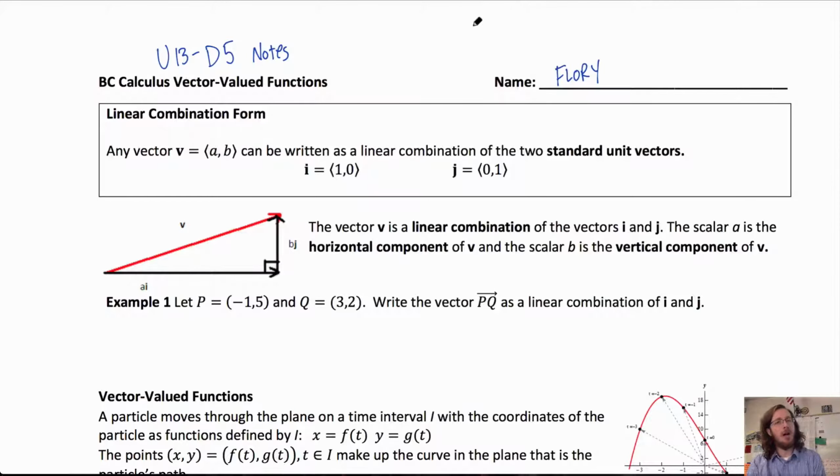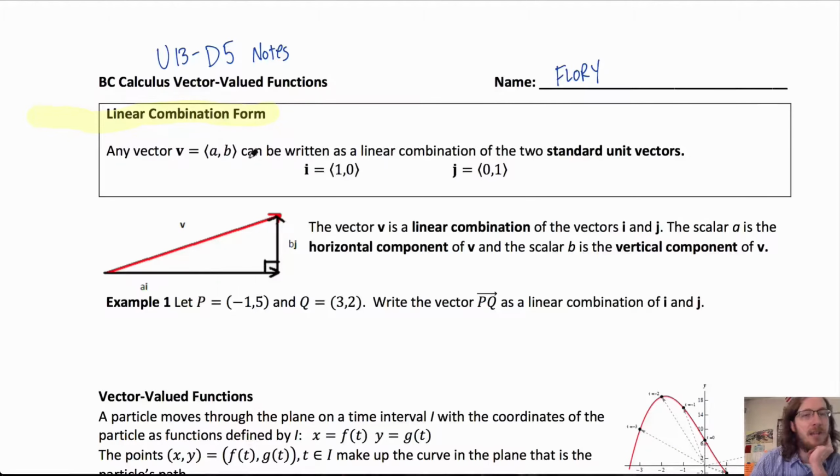Okay, in this lesson, we're going to talk about vector-valued functions. We're going to take what we have learned about vectors, what we've reviewed from our pre-calculus and physics knowledge of vectors, and throw in some derivatives, a new form, linear combination form, and see what we can do with those. So first off, let's look at this linear combination form.